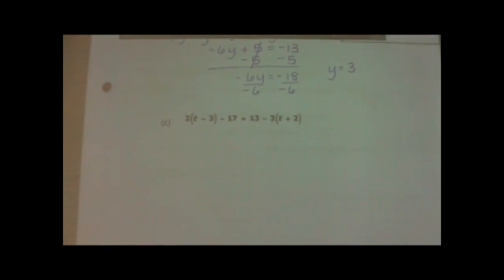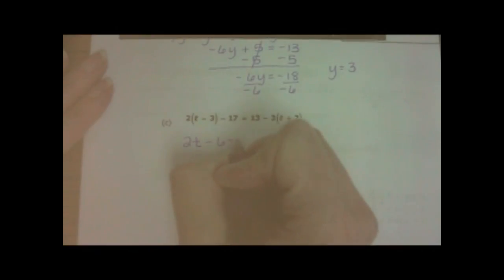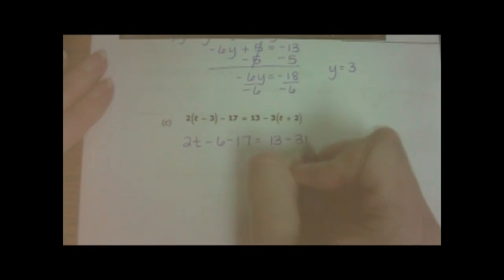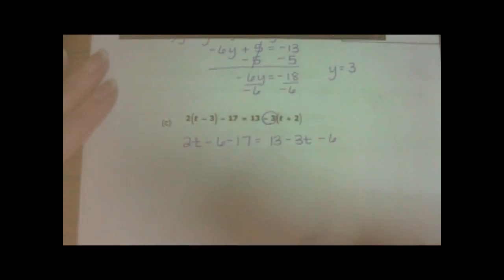Take a look at C. What would you do first here? Distribute. So this would give me 2t minus 6 minus 17 equals 13 minus 3t minus 6. Because remember, when I'm distributing the 3, I'm really distributing a negative 3. So you have to take negative 3 times positive 2 here, which gives you a negative 6. That will be one of the biggest mistakes in a problem such as this. So don't do that to yourself.